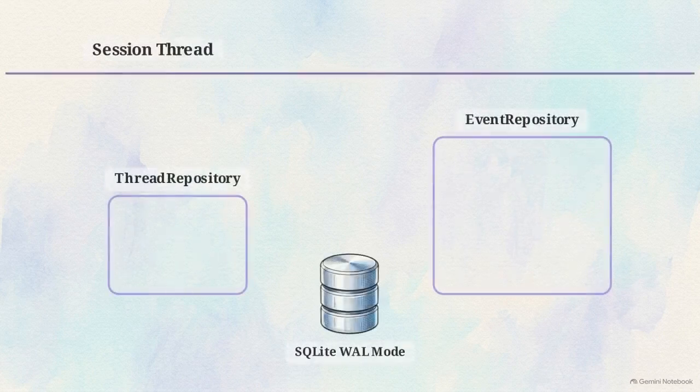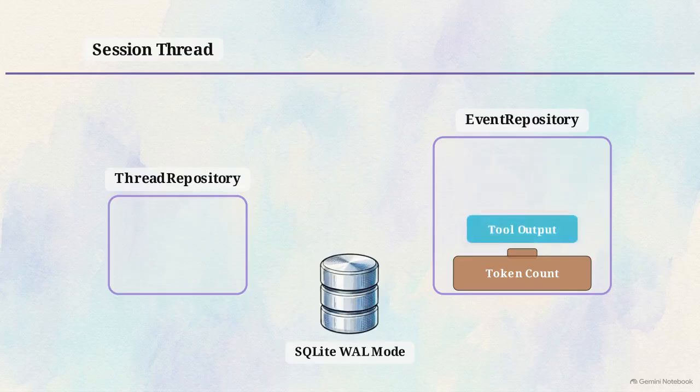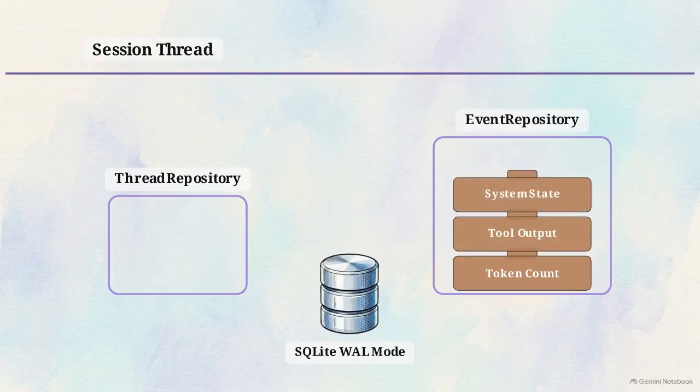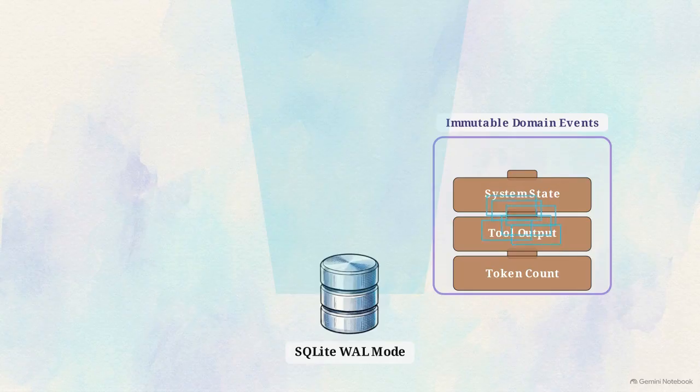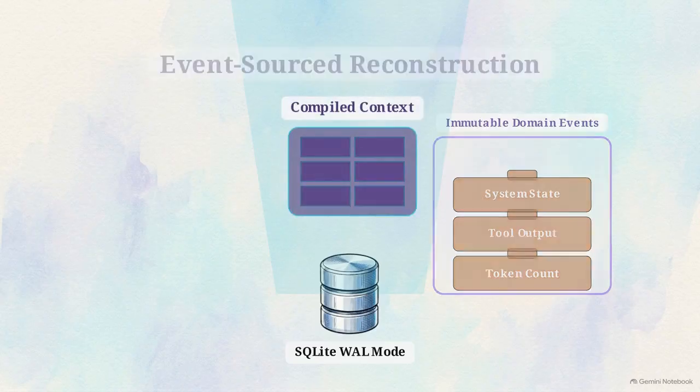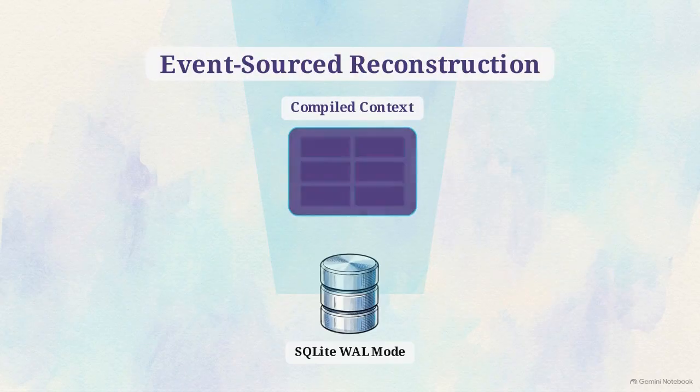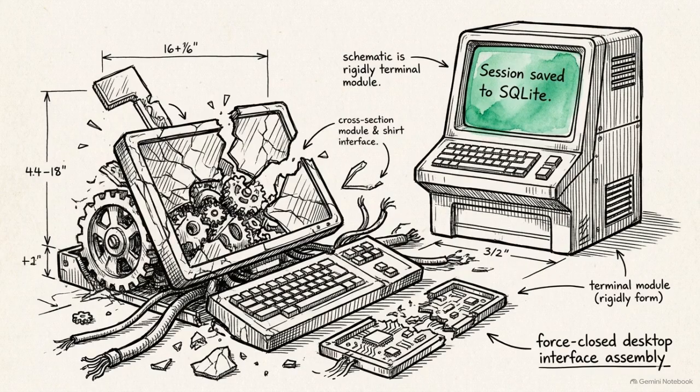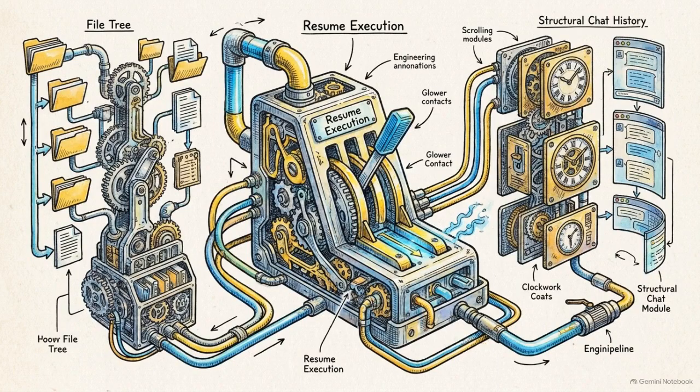Instead, it relies on a relational SQLite database operating in write-ahead logging mode. This ensures transactional durability for every operation the agent performs. Every single token count, tool output, and system state change is written as an immutable domain event into the event repository. Before each new model inference, a projector reconstructs the exact conversation context directly from these SQLite tables. This is event-sourced reconstruction. If a front-end crashes or the server loses power, the session remains fully auditable. The developer can boot the desktop app back up and resume execution exactly where it stopped.